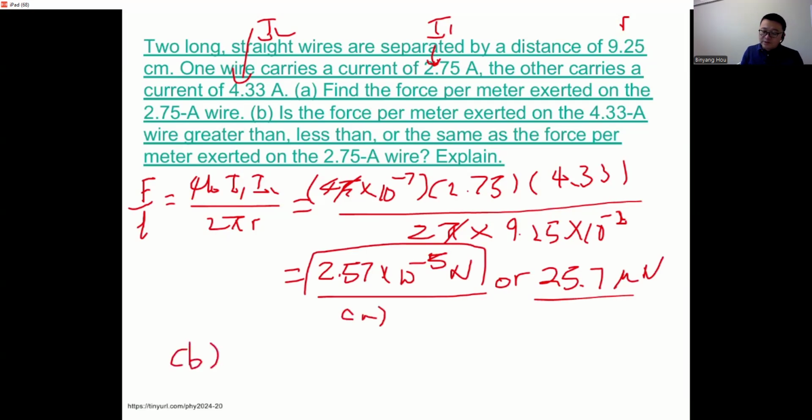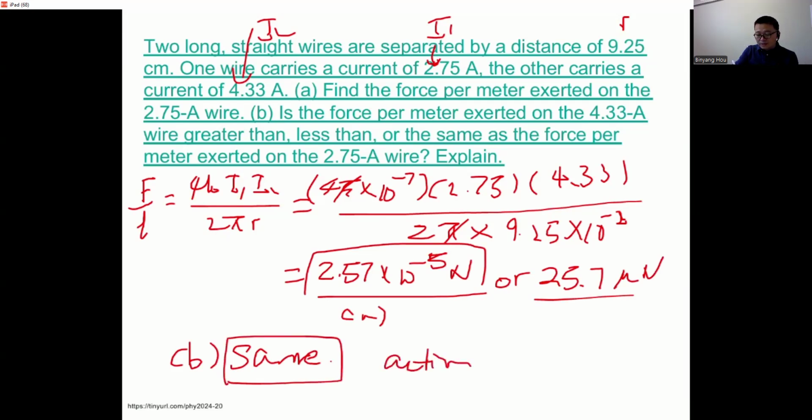Part B is asking if the force per meter exerted on the other wire is greater, less, or the same. So we know this is going to be the same because it's the interaction between two wires. So Newton's third law will come into play. It's an action and reaction pair of forces.